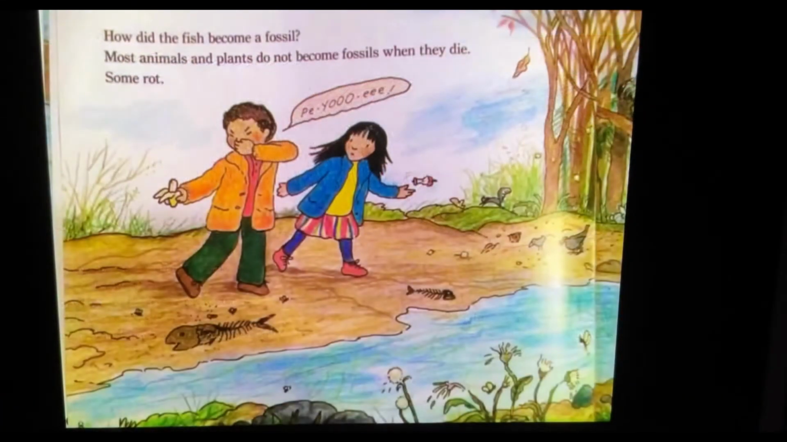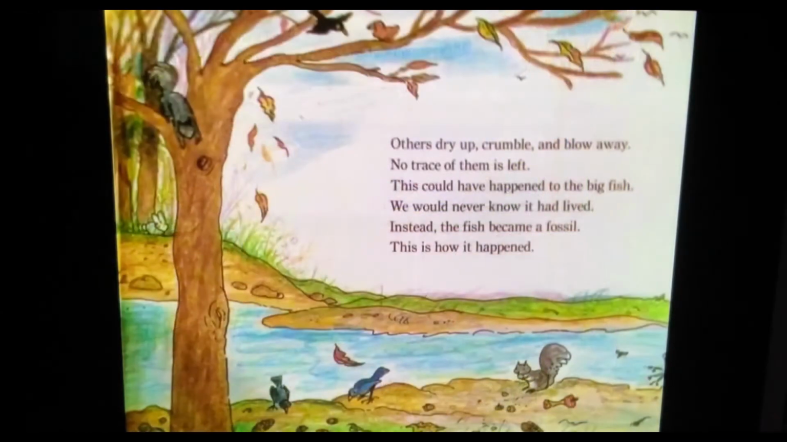How did the fish become a fossil? Most animals and plants do not become fossils when they die. Some rot. Others dry up, crumble, and blow away. No trace of them is left. This could have happened to the big fish. We would never know it had lived.